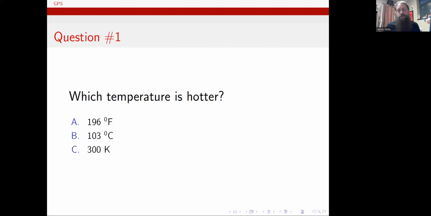And I'll give you a hint. There are two ways that you could think about working this problem. One way would be to put all three temperatures on one scale and compare which is the hottest one. There might be a more clever way that you could reason through this based on some of the fixed points on those different temperature scales. But like usual, answers are at the very end.